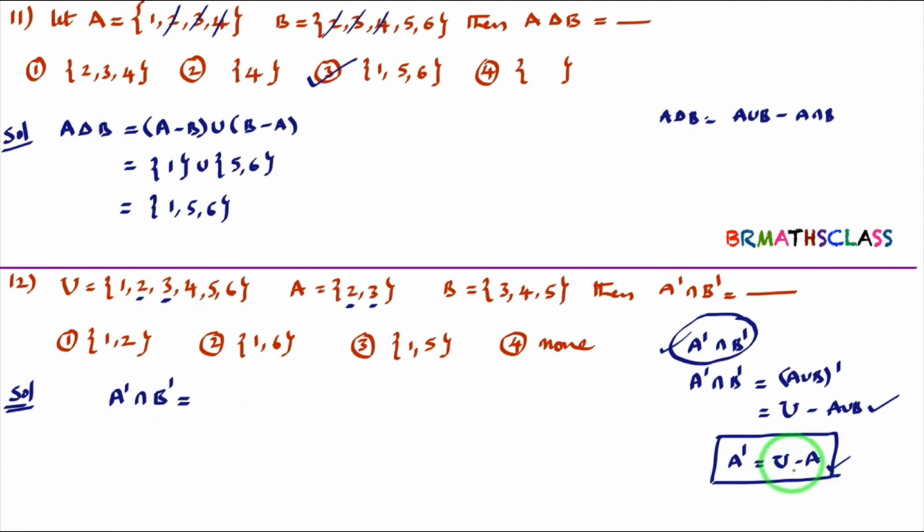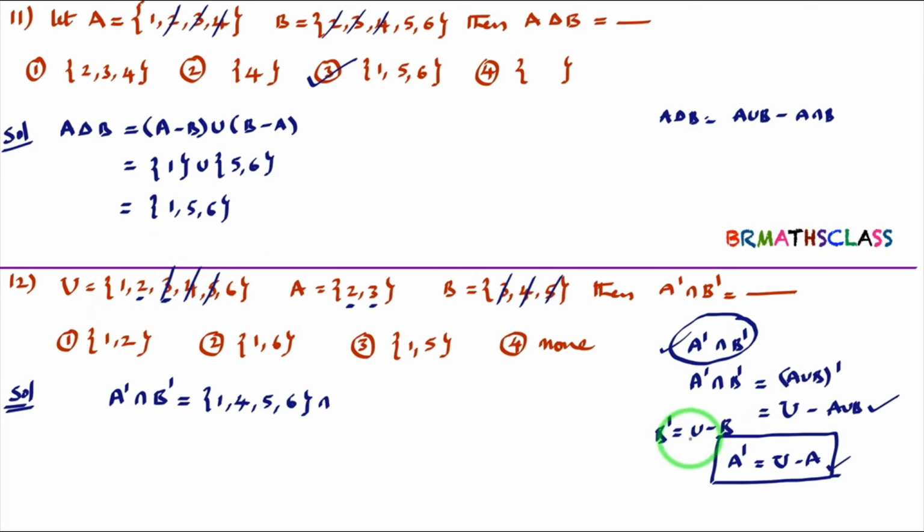So what is U minus A? All the elements present in U but not in A. So what will you get here? You will get 1, 4, 5, 6. All the elements present in the universal set but not in A. Okay. Intersection B dash, 3, 4, 5 is there. Here 3, 4, 5 is there. What is the B dash formula? U minus B.